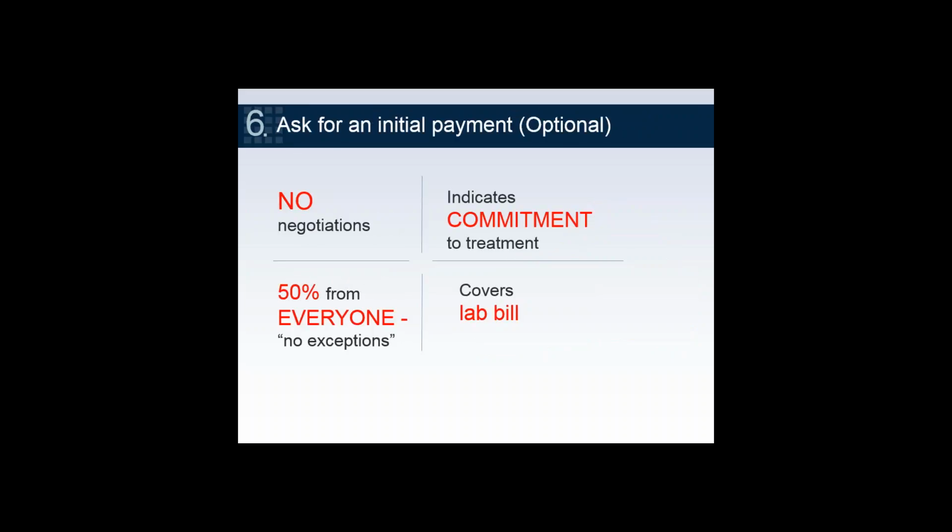And then again, on your office payment plan, I really encourage you to ask for an initial payment. Don't negotiate on this. It's what you're asking for in your practice, because if the patient wants to do that, it's going to really indicate that commitment to treatment. And I recommend asking 50% if you're going to do an office payment plan from everyone, with no exceptions. So in other words, we're going to ask for half down and then the balance over a certain period of time. Because keep in mind, by asking for that 50%, typically that's going to cover your lab bill.